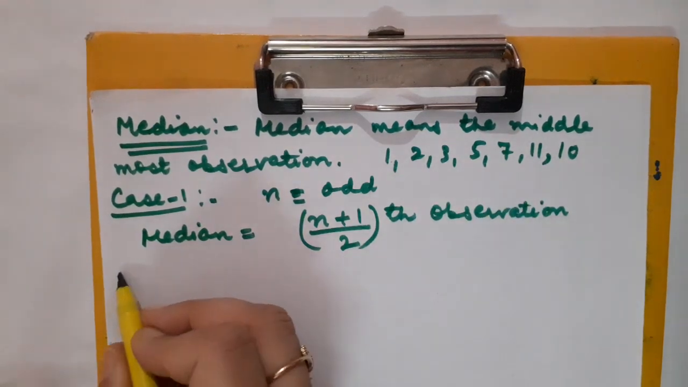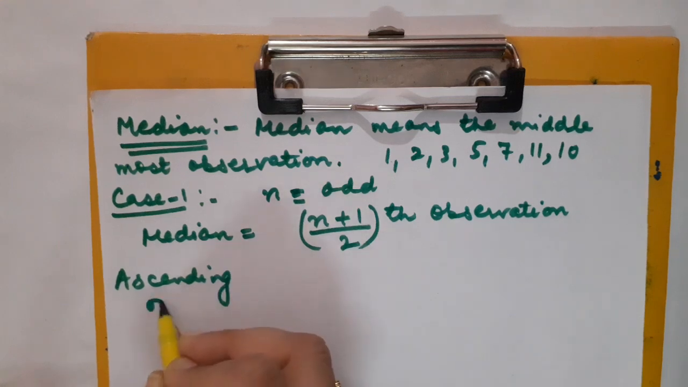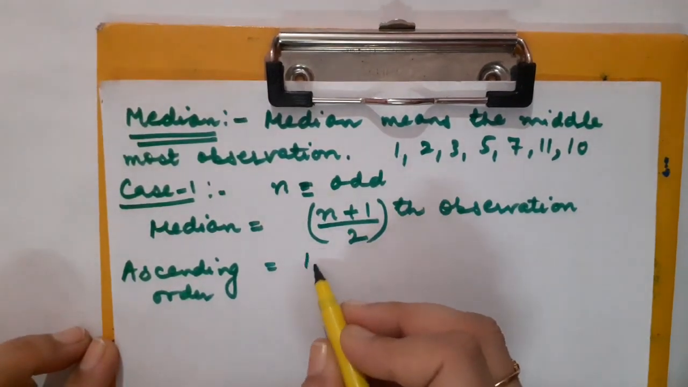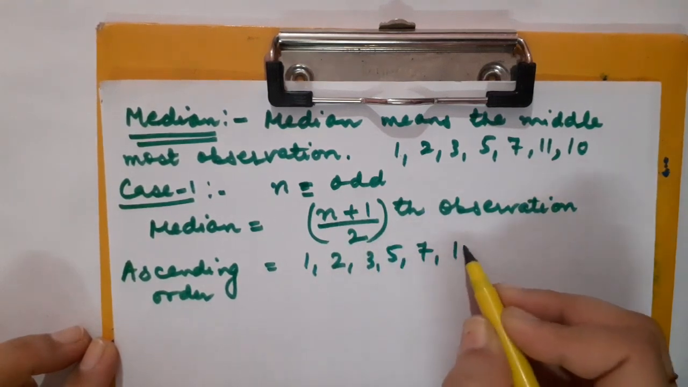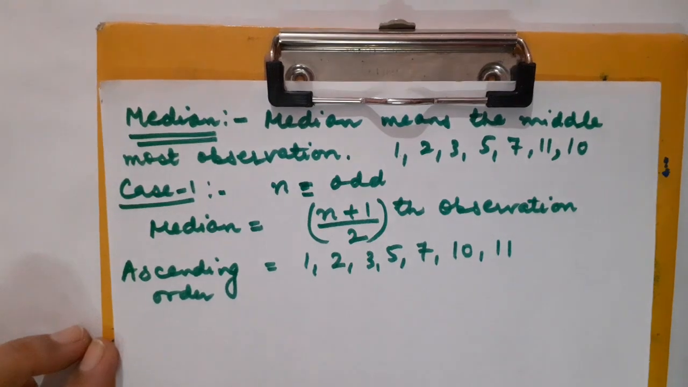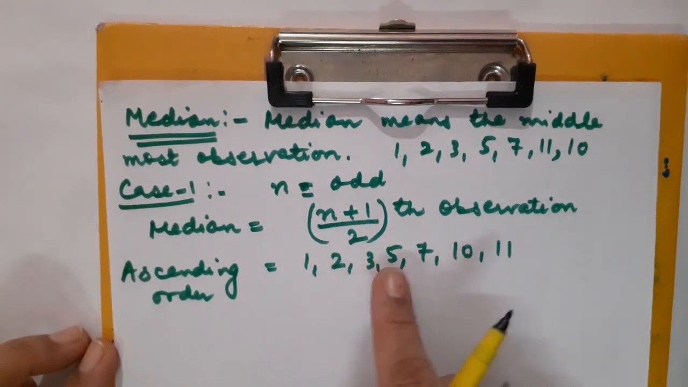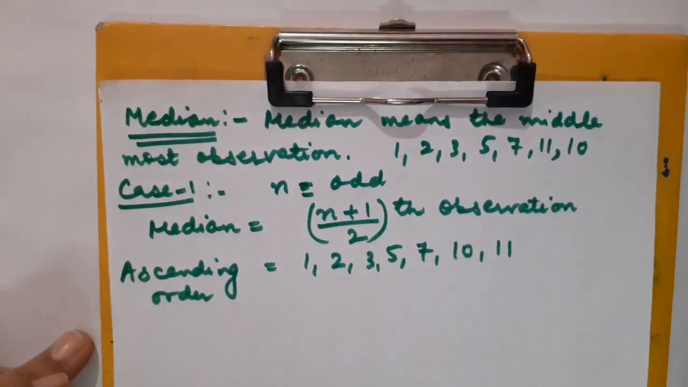For example, if I write the given data in the ascending order, it would be 1, 2, 3, 5, 7, 10 and of course 11. And they are total how many in number? 1, 2, 3, 4, 5, 6, 7. They are total 7 in number. Means n is odd in this case.